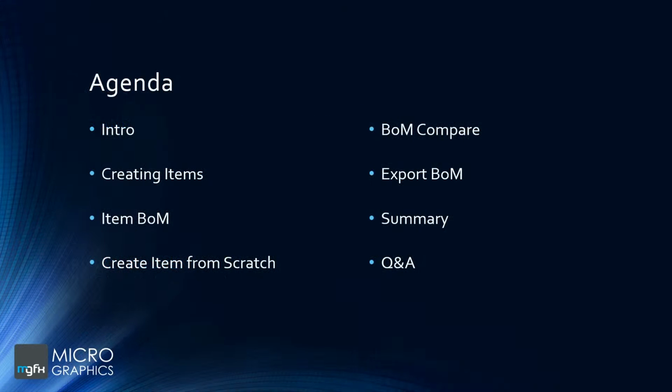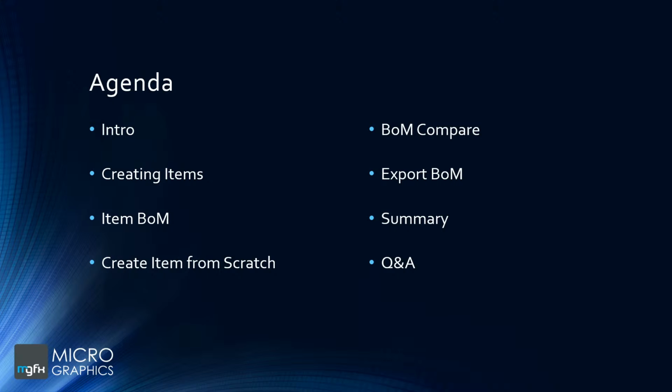So we'll have a look at our agenda. We will start with an introduction to items and why you want to use items and their related bill of materials. We will then move on to how you would create an item and the various ways in which this can be done. From there, we will look at viewing the item bill of materials, what we can do once we are viewing the bill of materials.